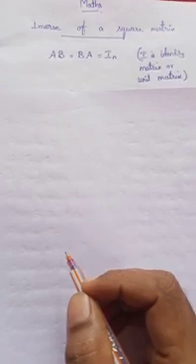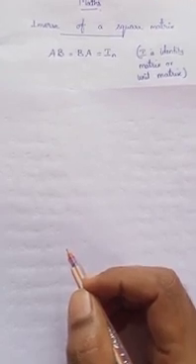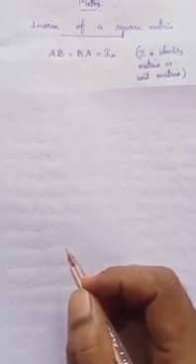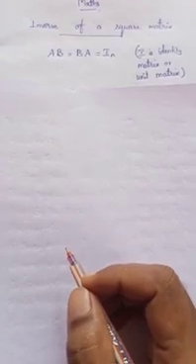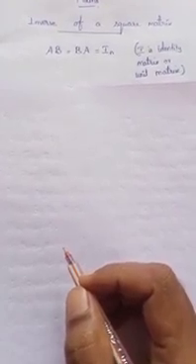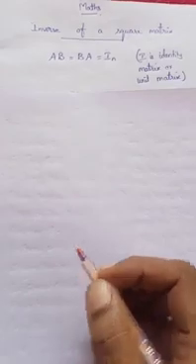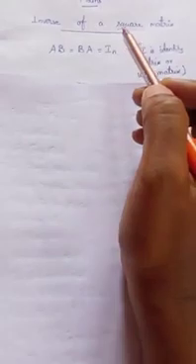Let us recall the last class. Last maths class, we learnt how to find the adjoint using cofactors. In this class, a new topic: the inverse of a square matrix. Only if it is a square matrix can we find its inverse.